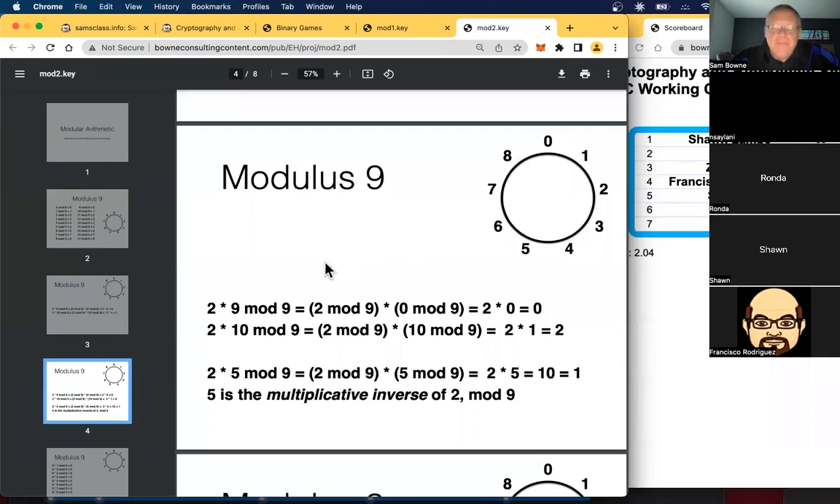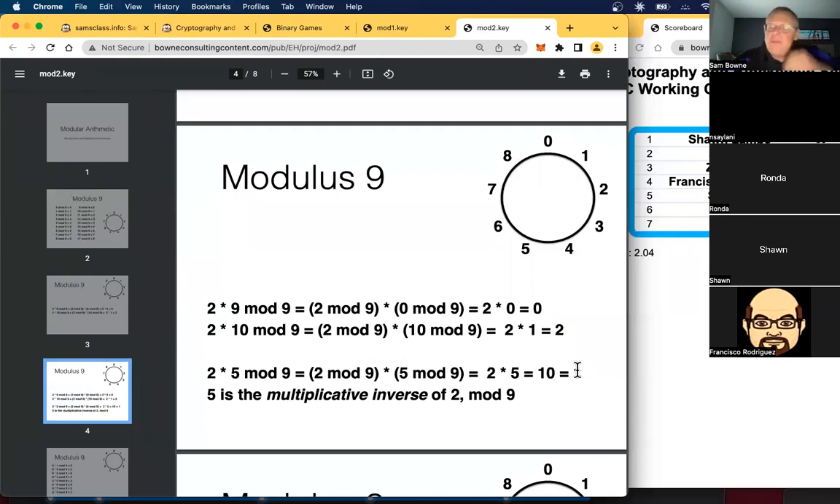So suppose I take 2 times 5 mod 9. 2 times 5 is 10. That's going to be 1. It's going to go 9 to go around once and 1 more. And you can also do it this way. Gets you around in circles.